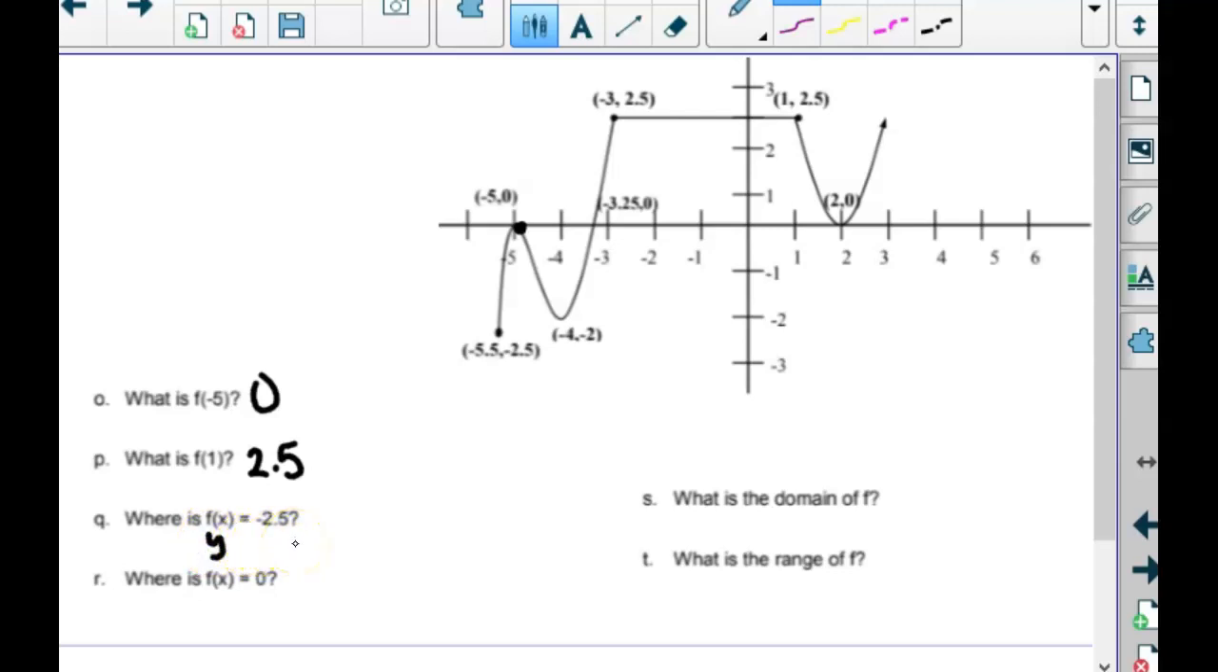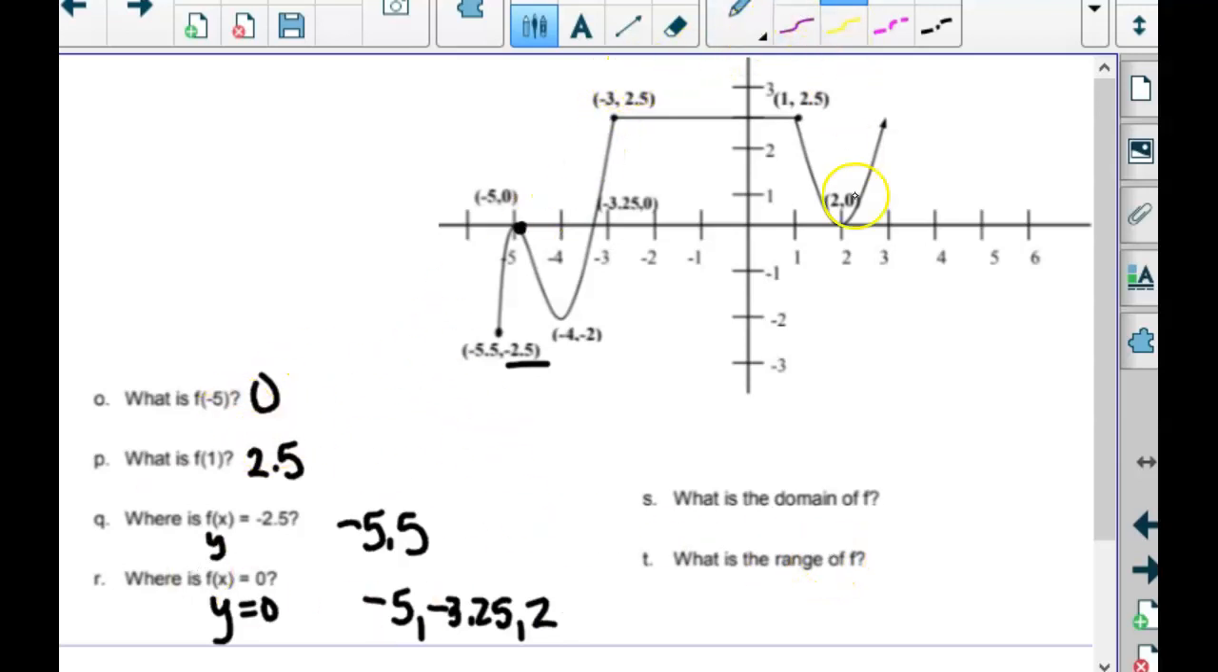So do they give us anything when y is negative 2.5? When the y is negative 2.5, the only place the y value hits negative 2.5 is at negative 5.5. When it says f of x, that wants y. So when y is 0, well, there's 3 points that have a y value of 0, right? All right, that's not on this quiz.